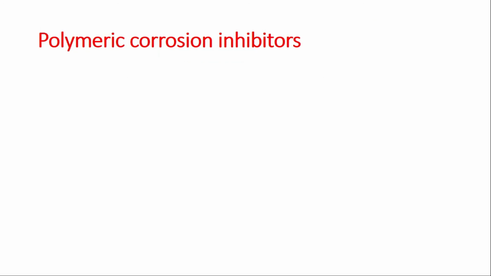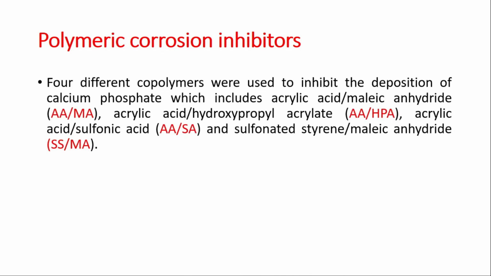There are some polymeric materials that have been utilized to minimize or inhibit the deposition of different salts at the inner surfaces. These polymers are either used alone, or they can be used in different combinations. For example, acrylic acid and hydroxypropyl acrylate can be used in combination in order to minimize or inhibit the corrosion of the metallic surfaces.